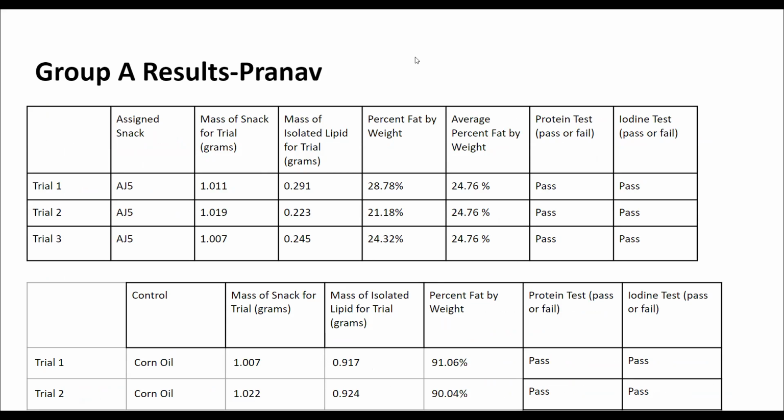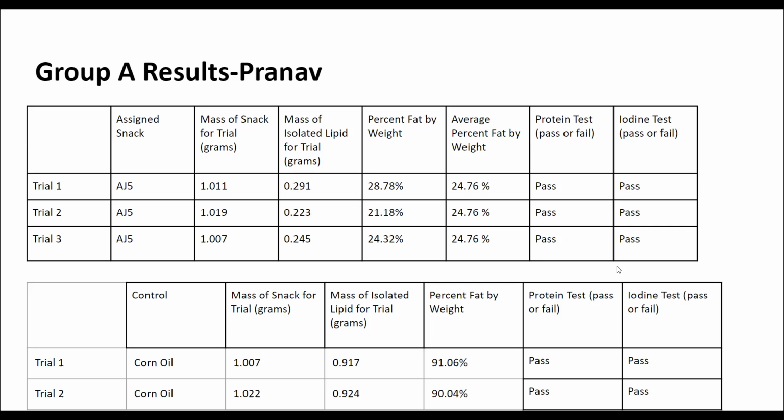So for trial 1, our percent fat by weight was 28.78%. For trial 2, it was 21.18%. And for trial 3, it was 24.32%. Now, when we average these 3 values together to get the average percent fat by weight, we got 24.76% in total. Now, for the protein and iodine test, for all 3 trials, we passed them, which means that the values that we got were all actually for the lipids and did not contain any starch nor protein affecting the values.